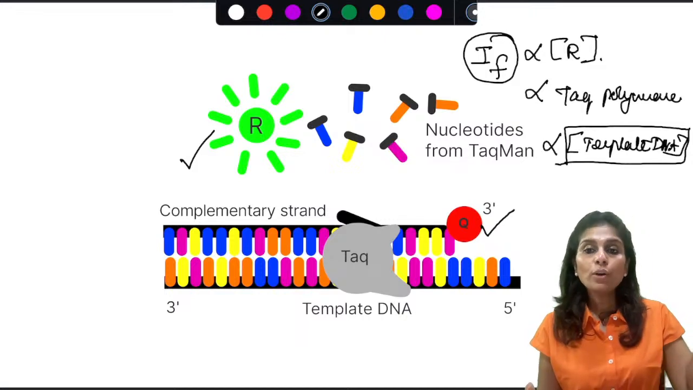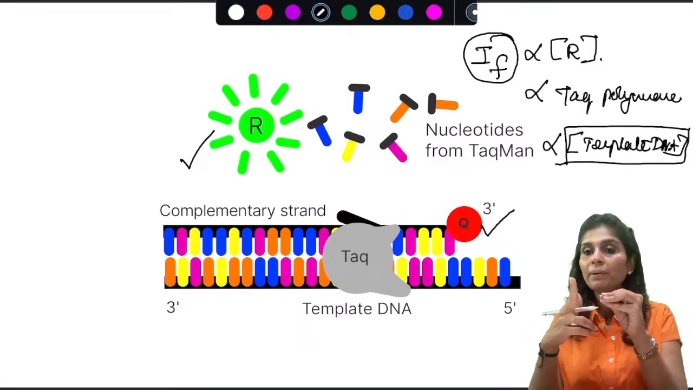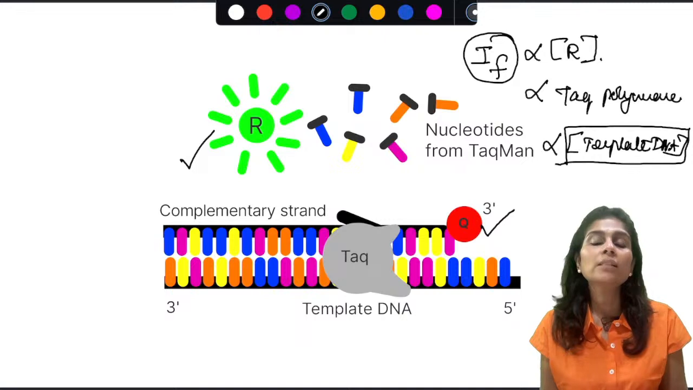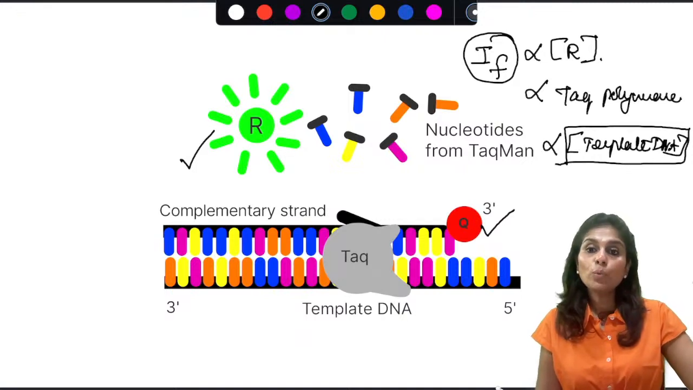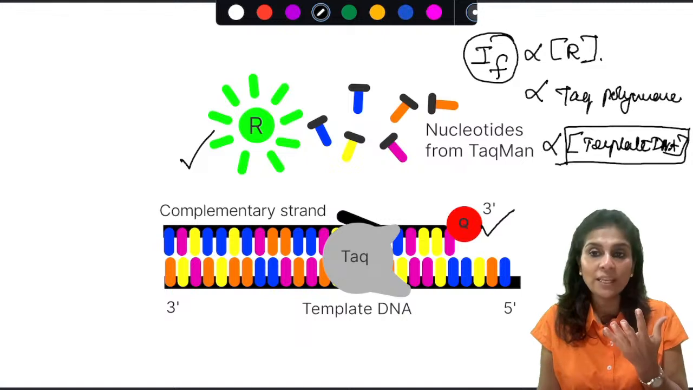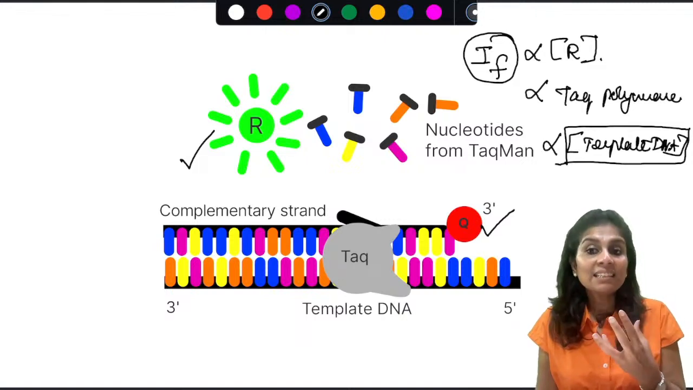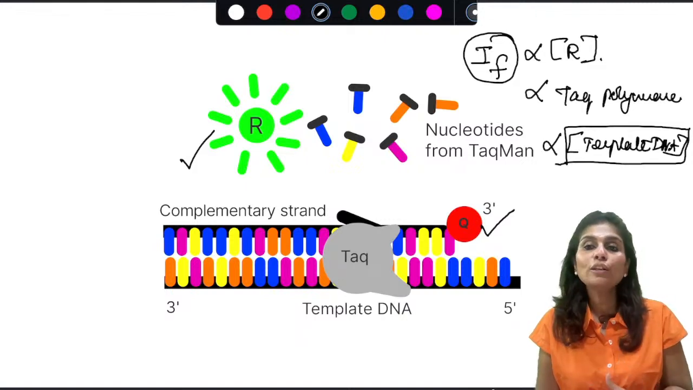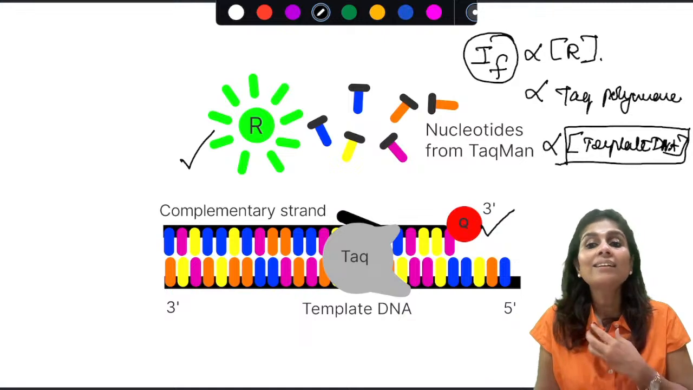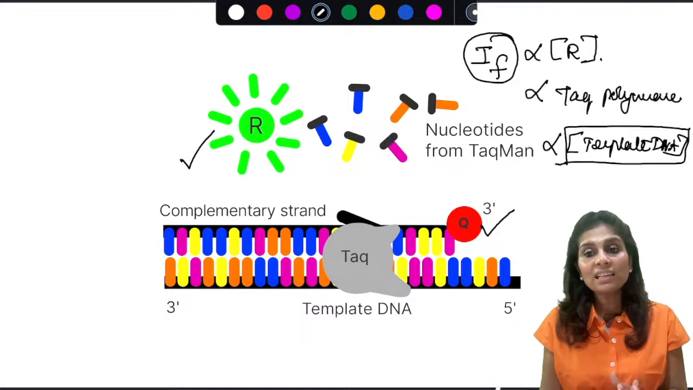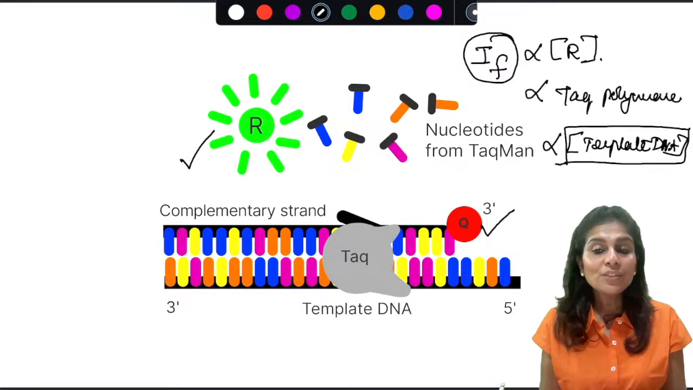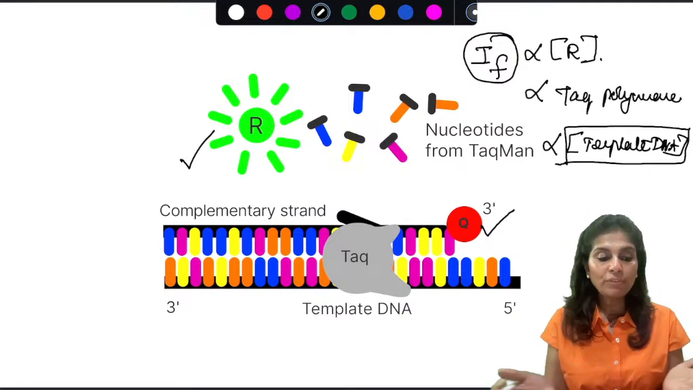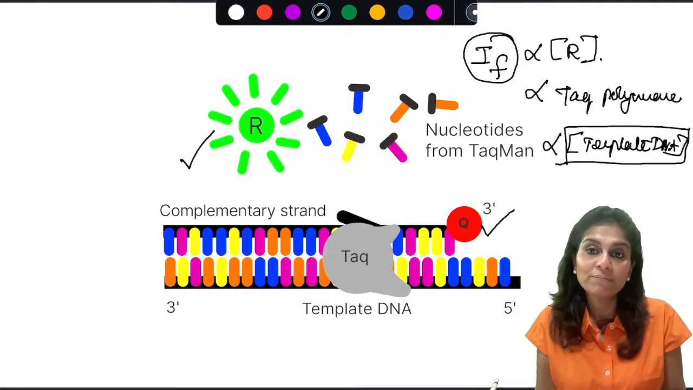So when Taq polymerase elongates, it starts breaking the oligonucleotide that is present in the TaqMan probe. So reporter dye is detached from quencher dye, then it starts fluorescing. So fluorescence intensity is directly proportional to the number of reporter dye detached. That is directly proportional to Taq polymerase activity. That is directly proportional to number of template DNA that is available.